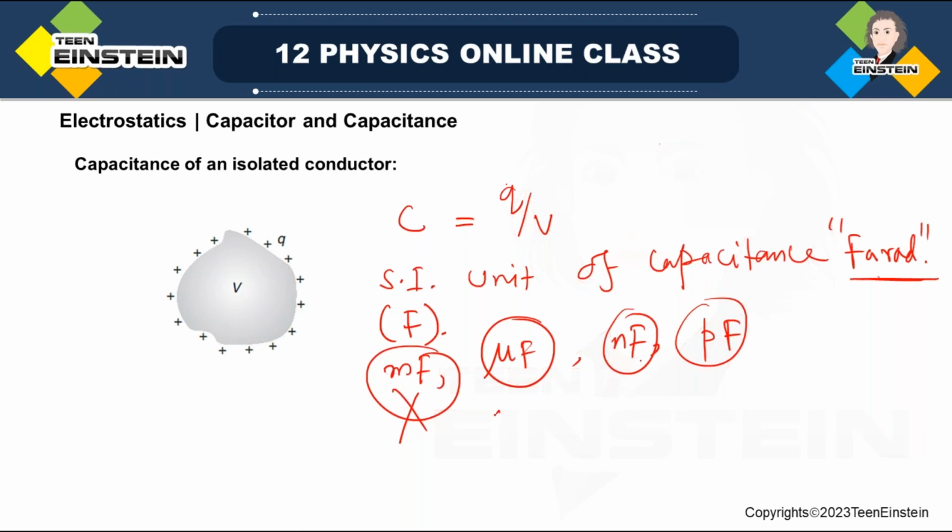So microfarad means how much? 10 to the power minus 6 farad, nanofarad is 10 to the power minus 9 farad, and picofarad is 10 to the power minus 12 farad. So these are the usable units.